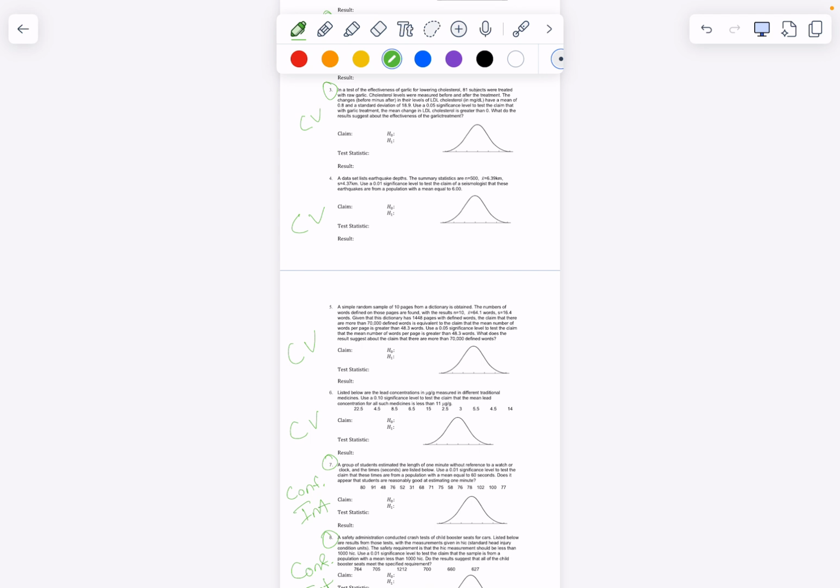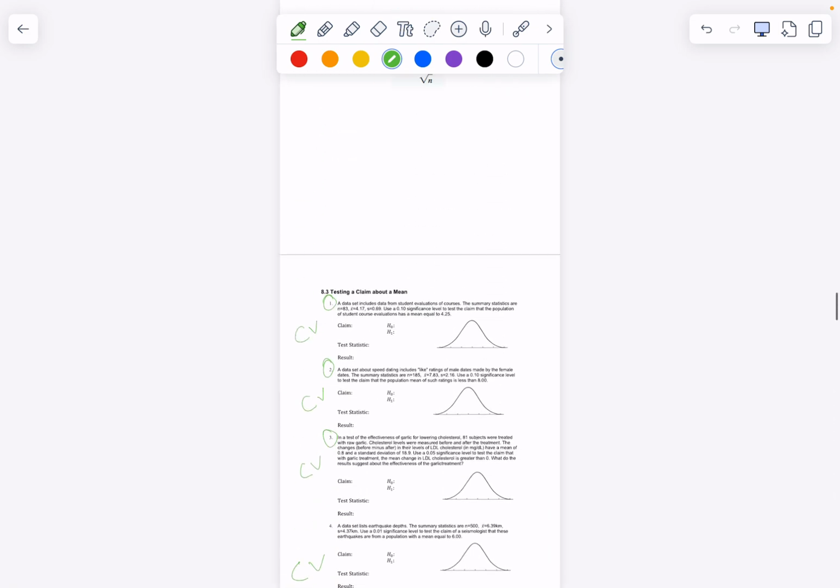X bar is our mean. Wait, hold on, I have a question. There are 2 means that they will give you. The mean that goes with the claim is going to be mu. The mean that goes with the sample is going to be x bar. So wherever they say n equals whatever, and then they give you the mean of that, that's x bar. Okay? Questions?